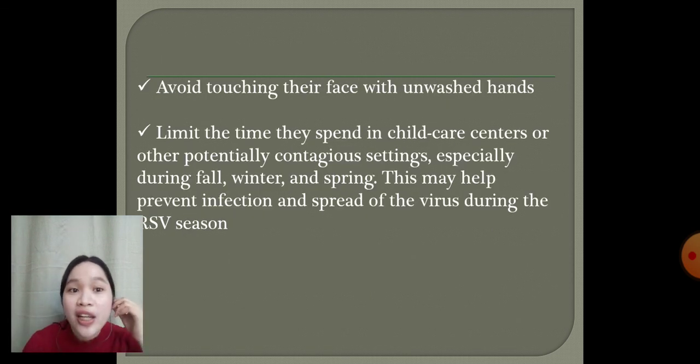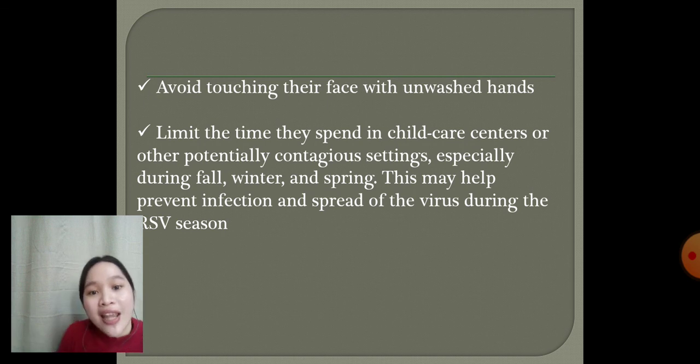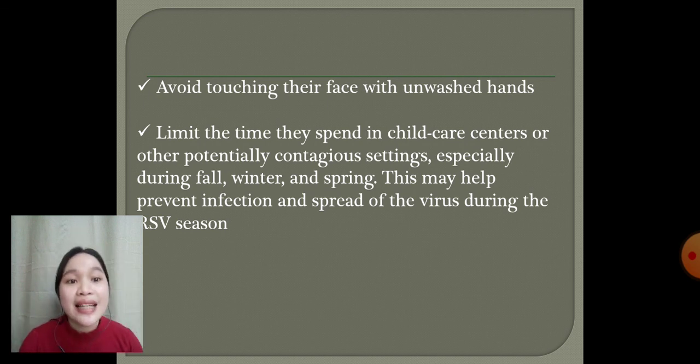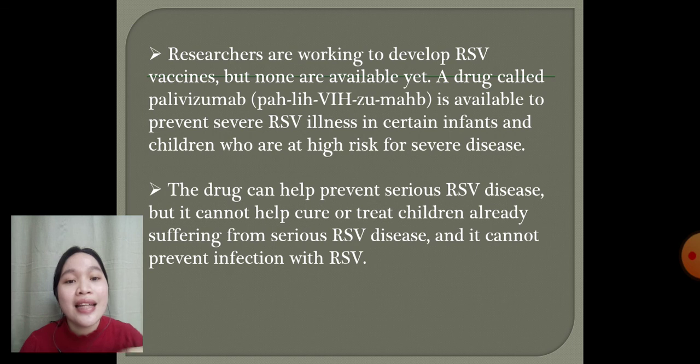Avoid touching your face with unwashed hands. Limit the time spent in child care centers or other potentially contagious settings, especially during fall, winter, and spring. This may help prevent infection and spread of the virus during the RSV season. And researchers are working to develop RSV vaccines, but none are available yet.